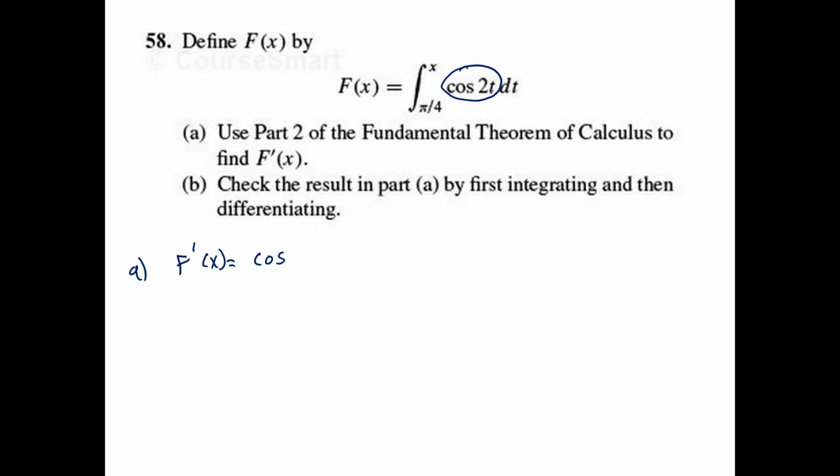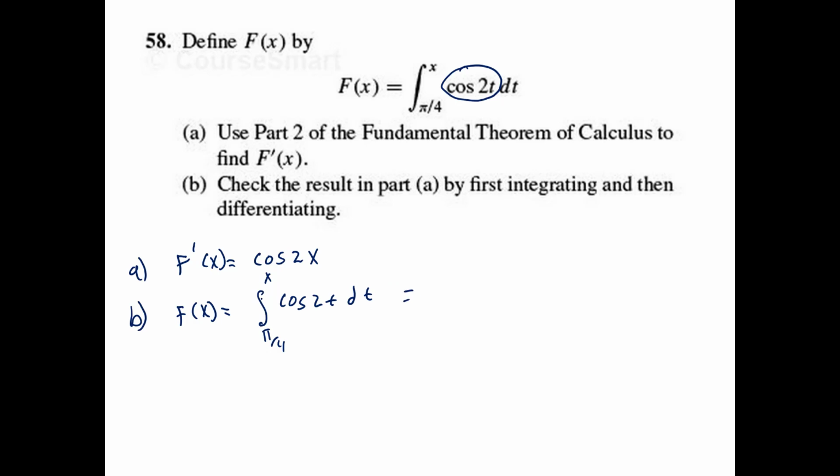Be careful, this is a t because that was just a dummy variable. This is a function in x, so your input variable needs to be an x, and there you go. Now, part B, we won't always be able to do this, right? So check the result in part A by first integrating and then differentiating. Okay, so then f of x is equal to the definite integral from pi over 4 to x of the cosine of 2t dt.